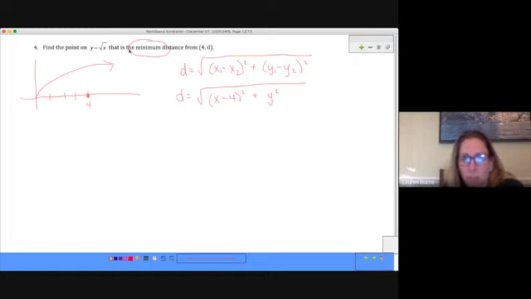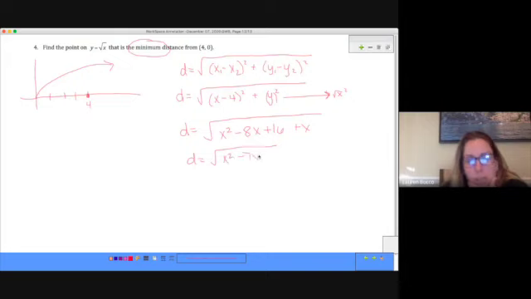I know that y is equal to the square root of x, so I'm going to put that in here. So if I have the square root of x squared, it's just x. So this is equal to the square root. I'm going to FOIL this. So this is x squared minus 4 minus 8x plus 16, and then here this is plus x, right? I've subbed in here. I just want to refresh your memory as to what I did. All right, combine like terms. X squared minus 7x plus 16 under the square root.